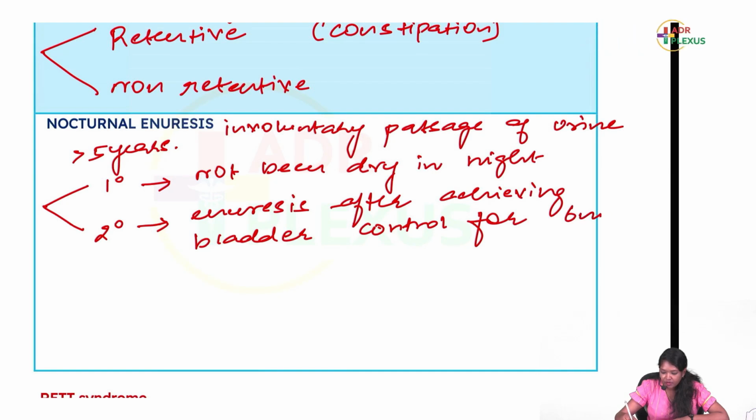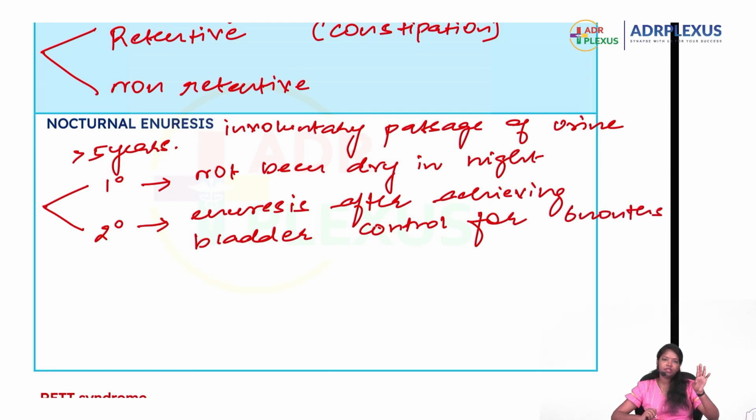Six months they have been normal. At least more than 6 months they have not been passing urine in their bed. But after achieving bed control, if they are passing urine, it will come under secondary enuresis. Okay, this is nocturnal enuresis.